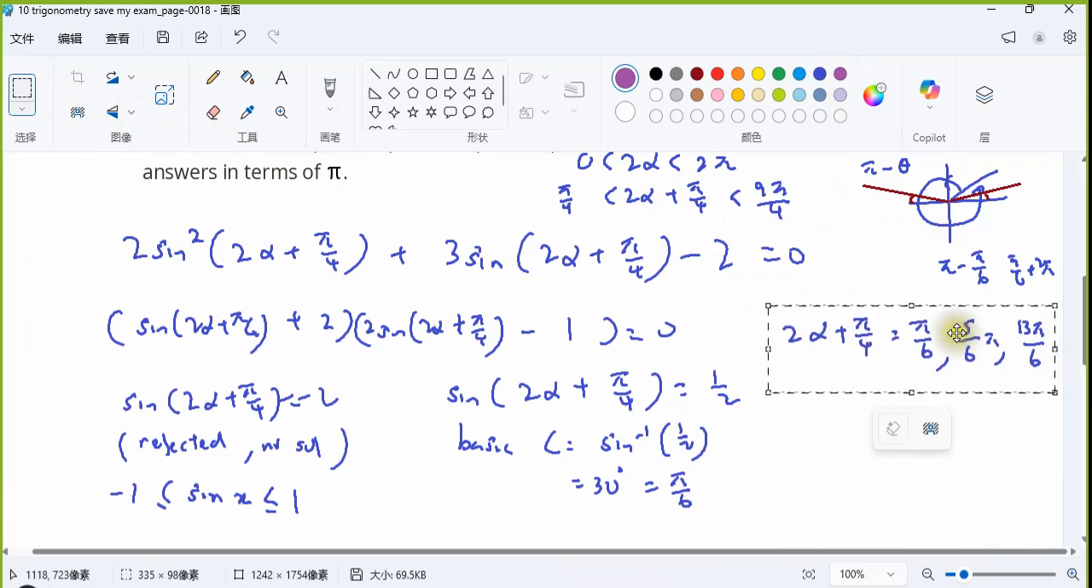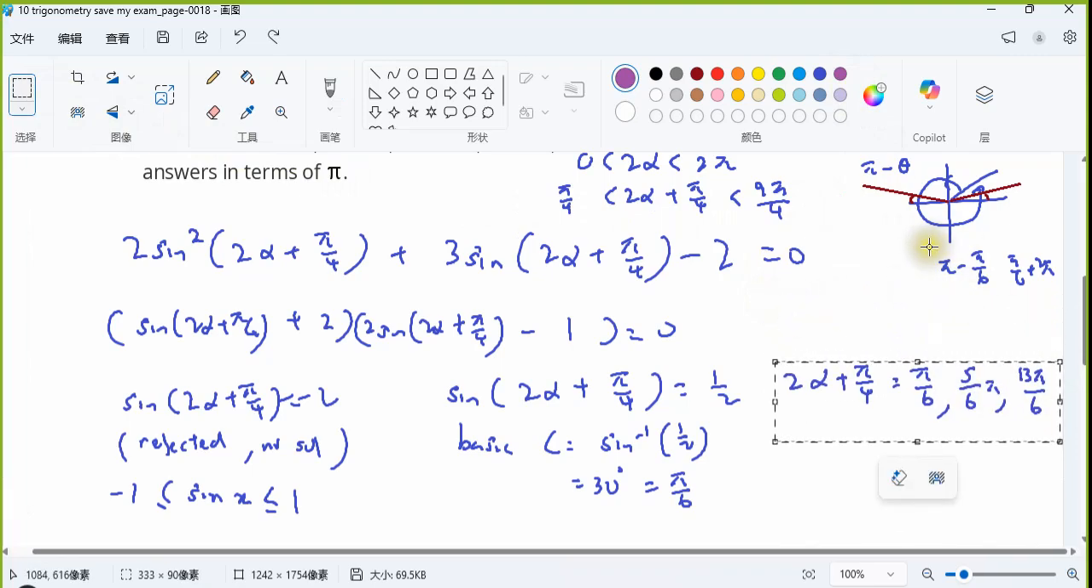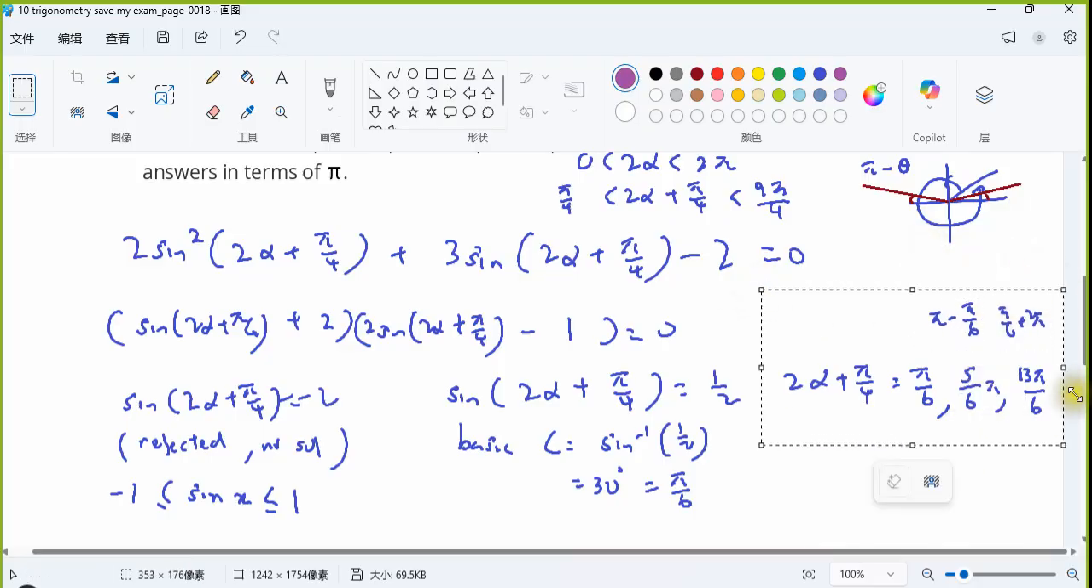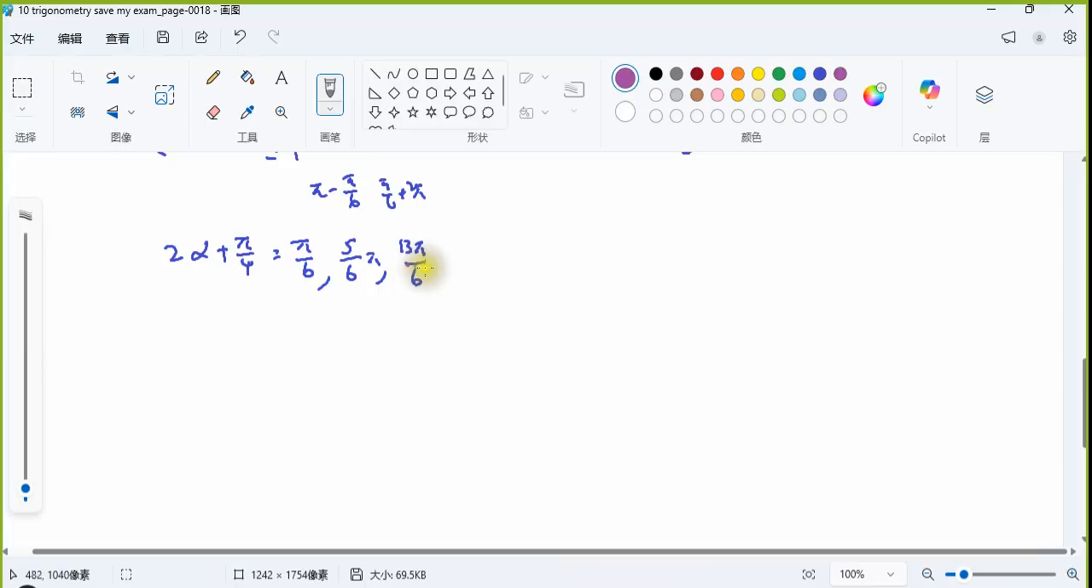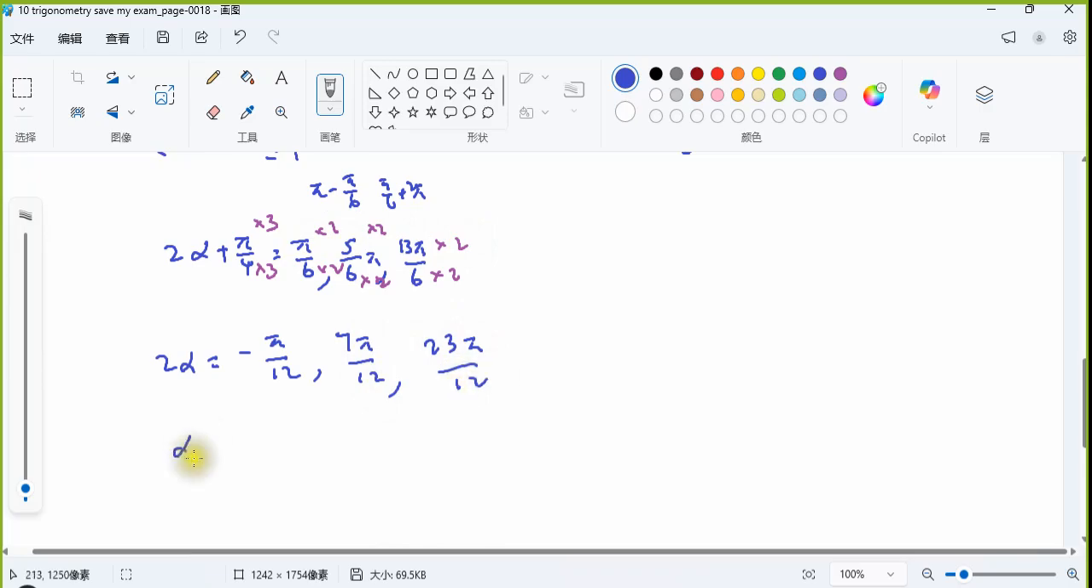For this, we continue. So this one times 2, then it will become 12 in the denominator. This one times 3, the denominator becomes 3. So 2 minus 3, negative pi over 12. 10 minus 3, 7 pi over 12. 26 minus 3, 23 over 12. So alpha will be negative pi over 24, 7 pi over 24, 23 pi over 24.